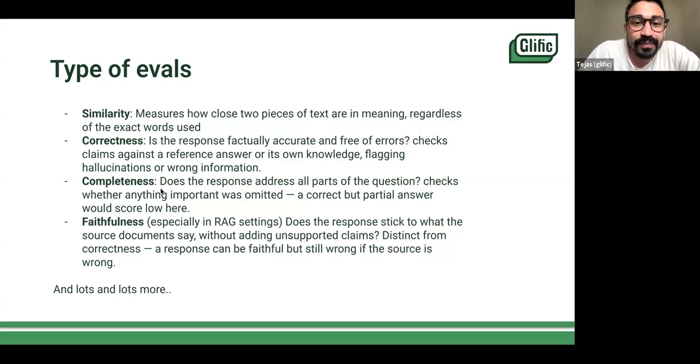Third is completeness: whether it addresses all parts of the question. Suppose a question has two or three aspects, and the AI answers the first aspect but ignores the second or third altogether. So is the answer completely covering all aspects of what is asked in the question? Just an example.